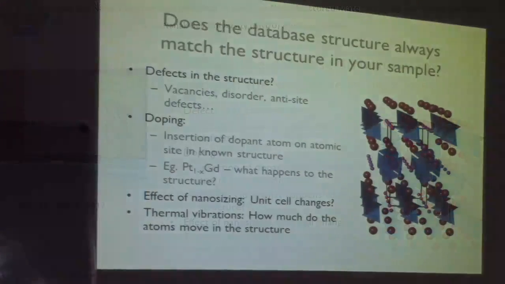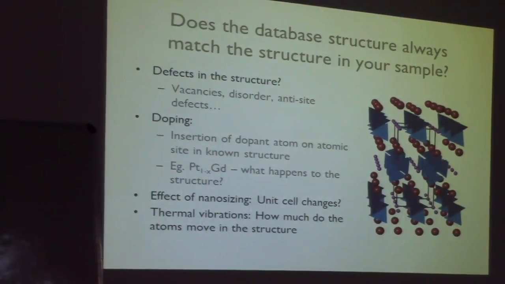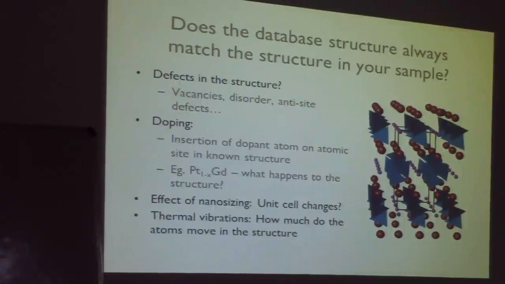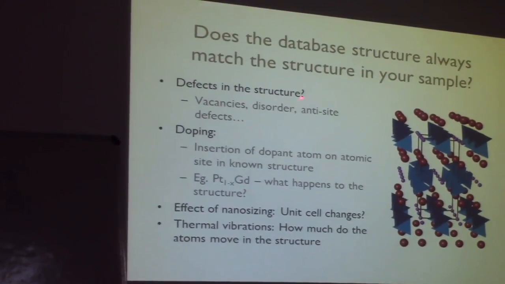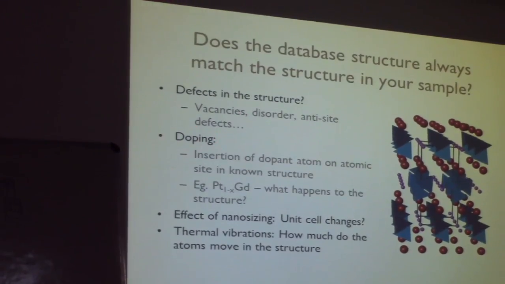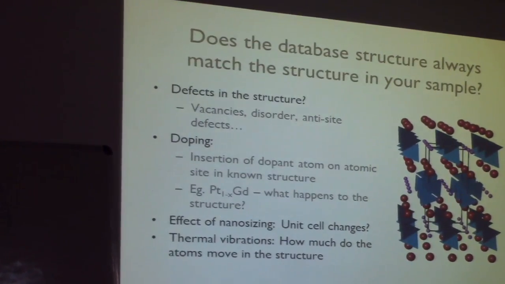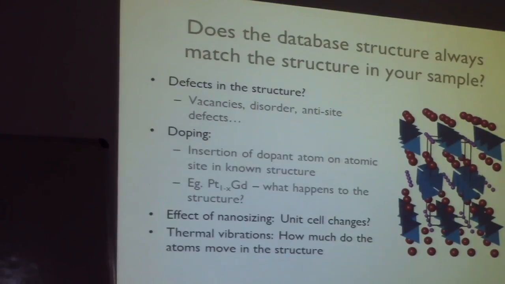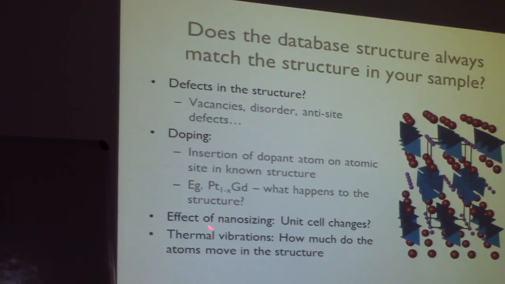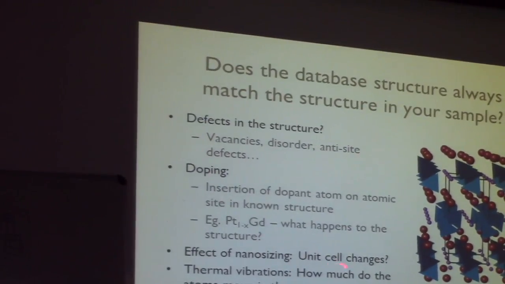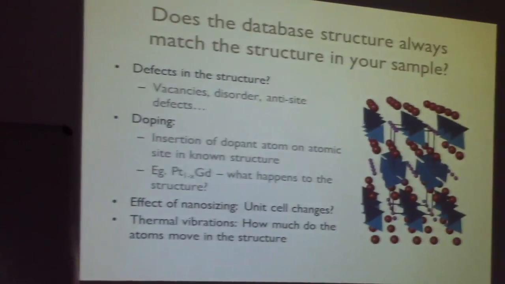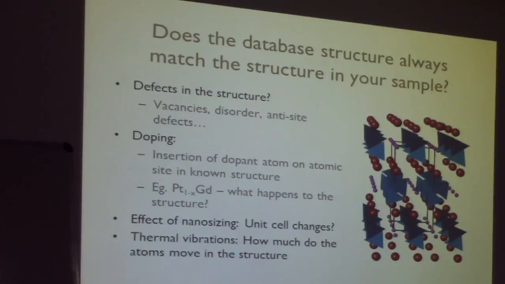So that tells you, roughly speaking, what structural class your material has, but that's when you do the refinement part. Your material may have defects, and it may be doped, it may have a slightly different composition from the one in the database. It may be nano-sized, which we're very interested in. There's also thermal vibrations, that's not in the database. And that's where the refinement comes in.